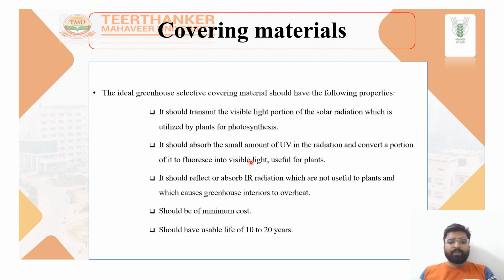Covering materials. The ideal selective covering material should serve the following purpose. It should transmit the visible light portion of solar radiation which is utilized by photosynthesis. It should absorb a small amount of UV in the radiation and convert a portion to fluorescence and visible light useful for plant. It should absorb IR radiation which is not useful to plant, otherwise the greenhouse interior is overheated. It should have minimum cost. It should have a usable life of 10 to 20 years.